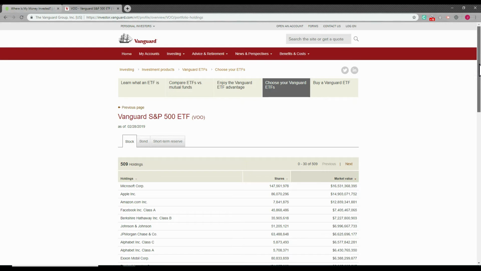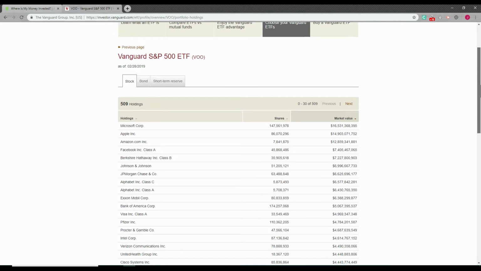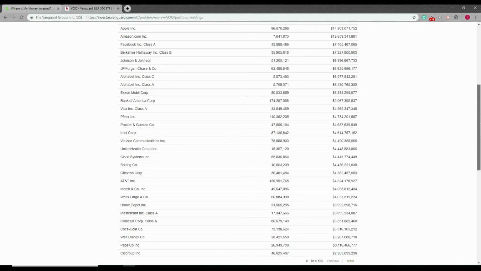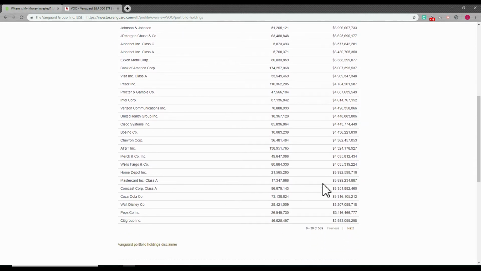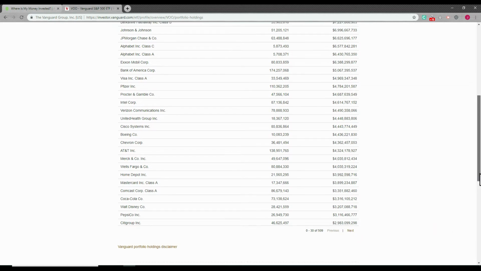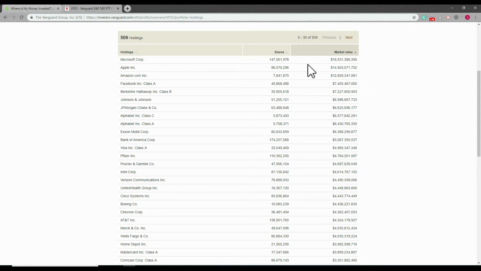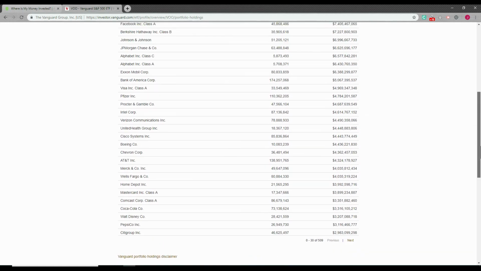And so you can see here for stocks, they have over 500 stocks. It's a lot of stocks. And you can see the stocks here. You can keep going to see all that they have by clicking next. But it shows you what they have. It shows you the market value, how many shares they have of these particular stocks. And so you can get all that information here. They're investing in 500 stocks.